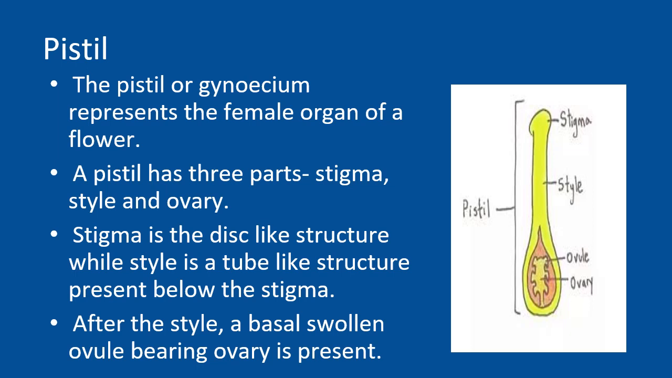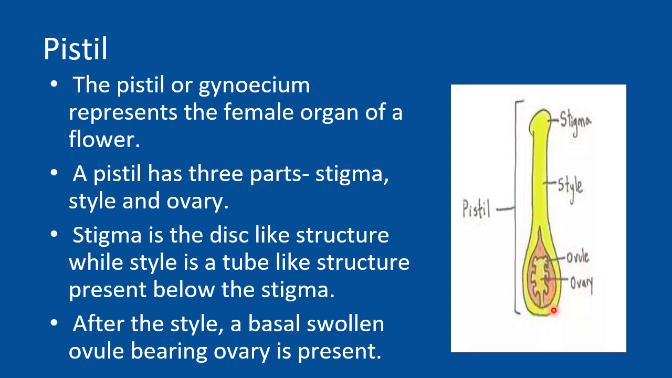Now first we'll discuss the pistil. Pistil is also known as gynoecium or carpel. Pistil has three parts: the stigma, which is sticky and the uppermost part, and it is a landing platform for the pollen grain. The broad tube-like structure below the stigma is called the style, which ends in a broader oval structure called the ovary.